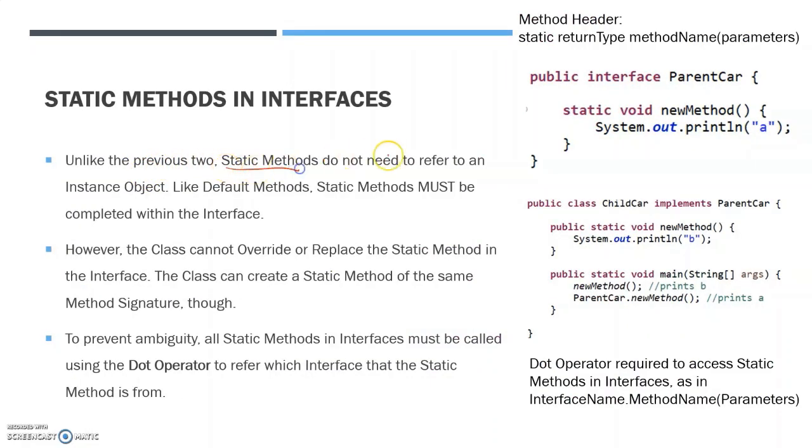Unlike the previous two, static methods do not need to refer to an instance object. Like default methods, static methods must be completed within the interface. However, the class cannot override or replace a static method in the interface. The class can create a static method of the same method signature though. To prevent ambiguity, all static methods in the interfaces must be called using the dot operator to refer to which interface the static method is from, based on the interface's name. For example, we have a new static method called new method. In order to access new method in the child card class, we need to use a dot operator that references the static method's interface name, parent car, as here.